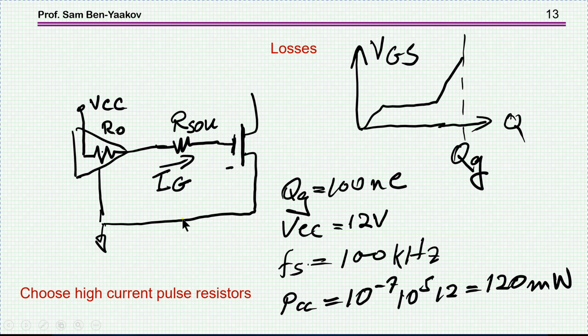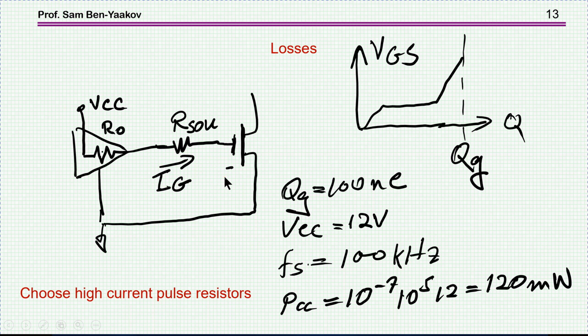But the problem is that we are passing high current through this resistor, so one has to choose high current pulse resistors. That is, there are special types of resistors that are capable of handling high current pulses. So it's very important to choose them, otherwise there might be a problem that the resistor would sort of disconnect. Now, during turn off, the same amount of power is actually dissipated. So the energy dissipated by the resistor is actually twice the value that we found here.